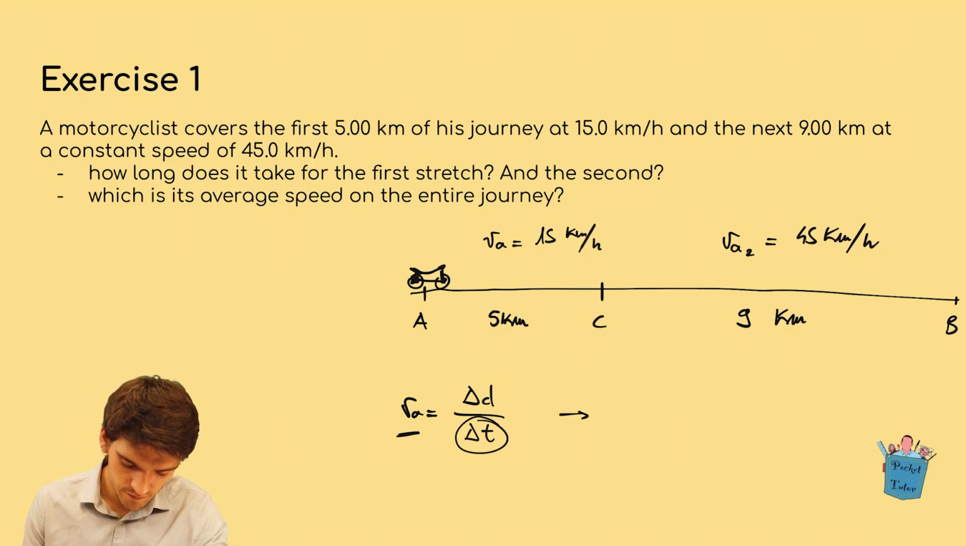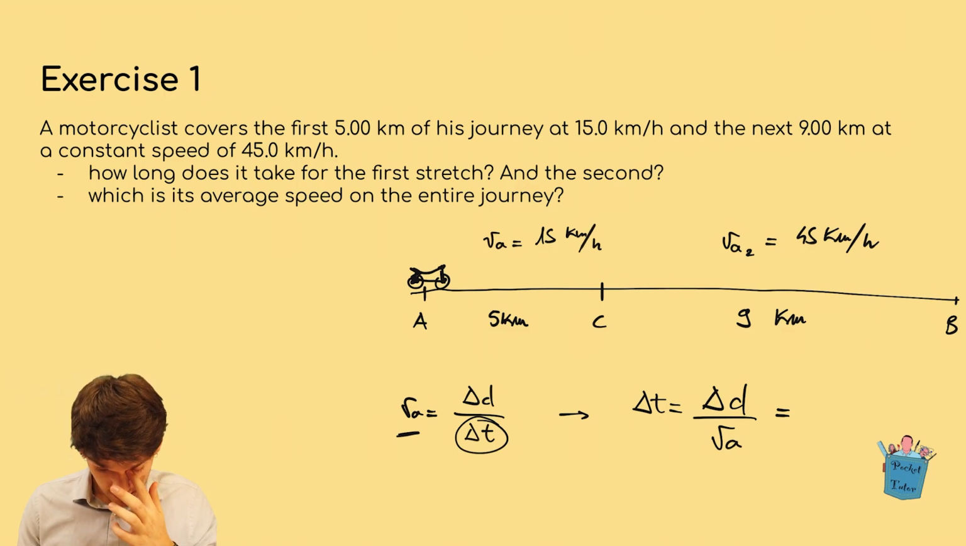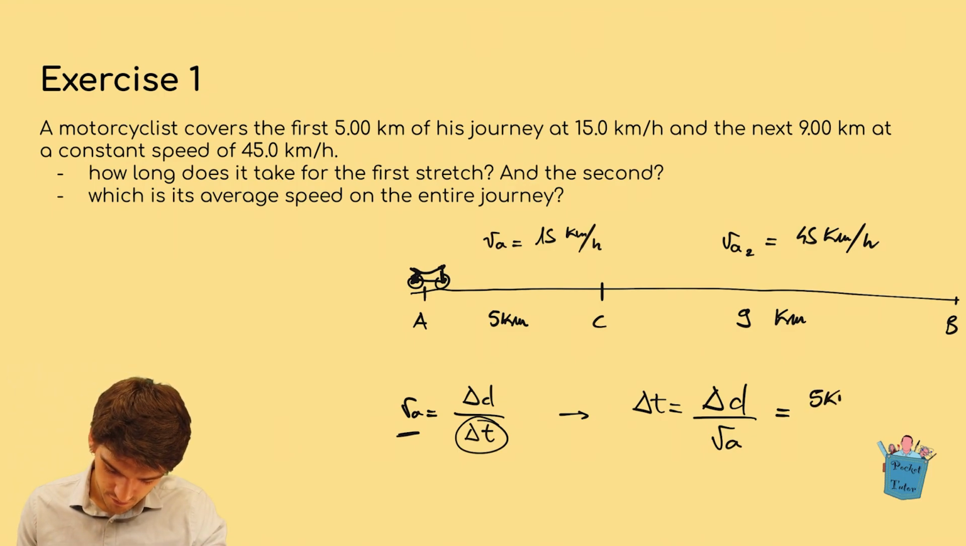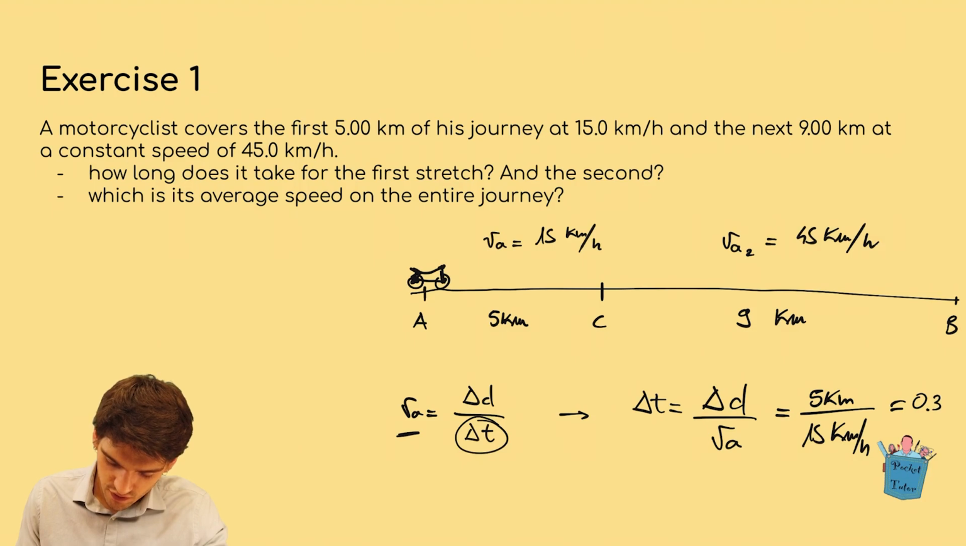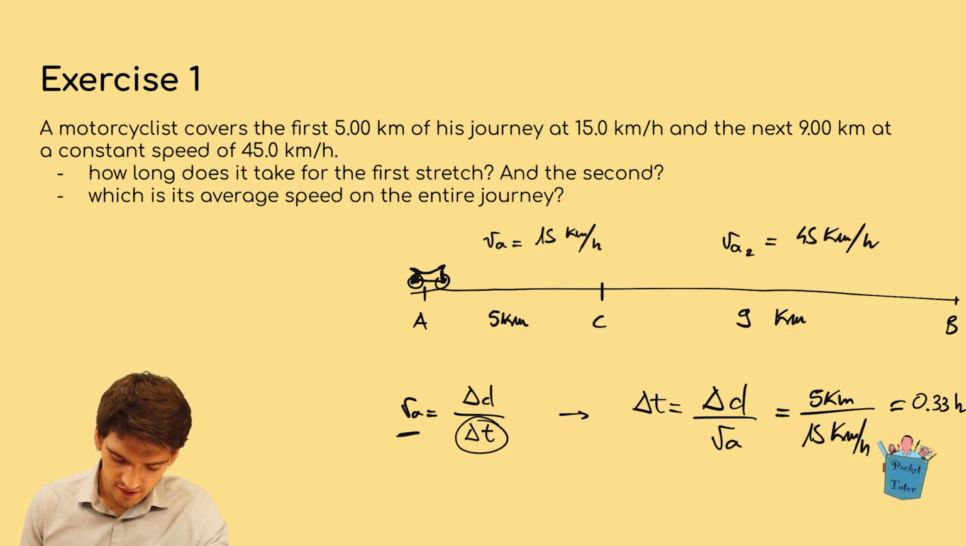That is very simple. That says that the time interval is equal to the ratio between the distance traveled and the average velocity. So for the first stretch, we know that the time interval is equal to 5 kilometers divided by 15 kilometers per hour. And this is equal to 0.33 hours. And if we multiply this value by 60 minutes in an hour, we get that the time interval for the first stretch is equal to 20 minutes.